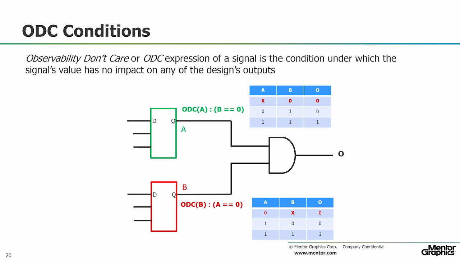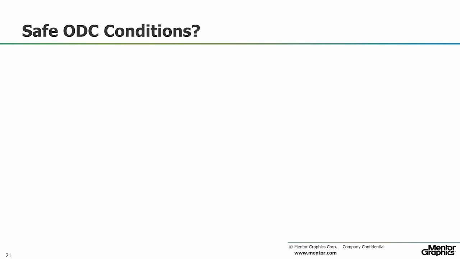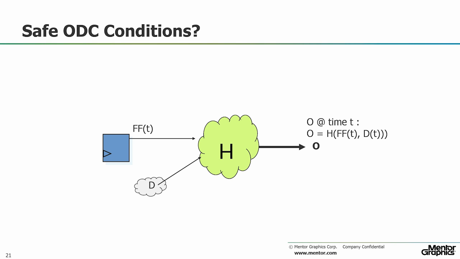In the context of the sequential analysis, all the ODC conditions are not functionally safe to be used. Let's now introduce the concept of functionally safe ODC conditions. In this example, there is a register FF which is driving the primary output port through the combinational cloud H, whose other input in the design is D. So the output O of this design at time t is a function of FF and the other input D.